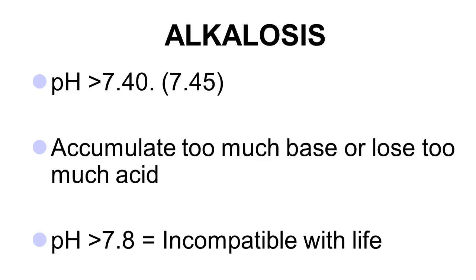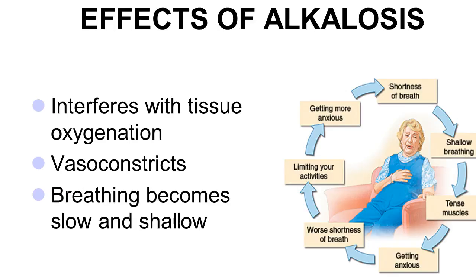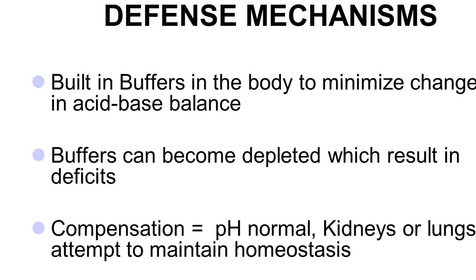And then alkalosis is a pH over 7.45, and anything over 7.8 is also incompatible with life. This is where a person accumulates too much base or loses too much acid, okay? Again, effects of alkalosis: it interferes with tissue oxygenation, vasoconstricts, and breathing becomes slow and shallow, okay? And for defense mechanisms, we have built-in buffers, and buffers can become depleted, which results in deficits.